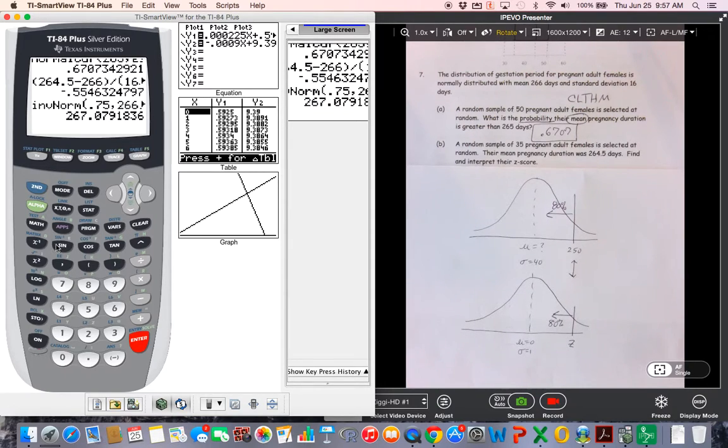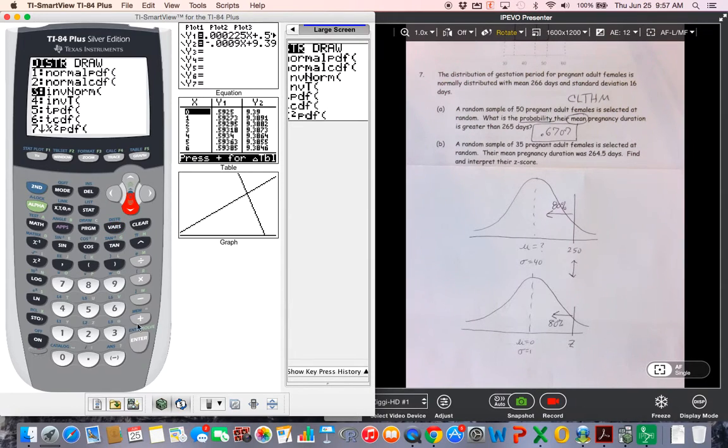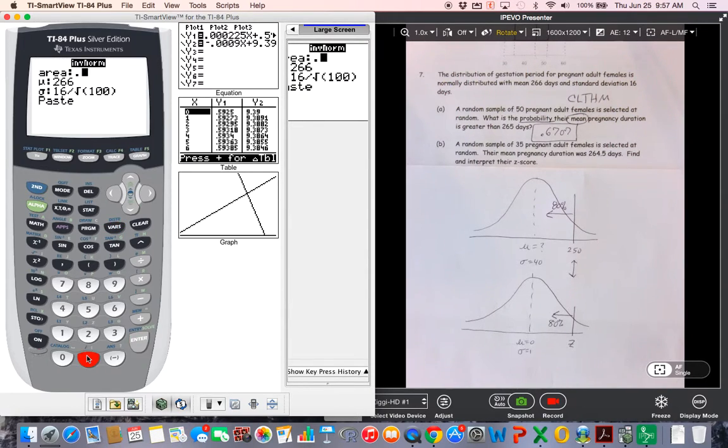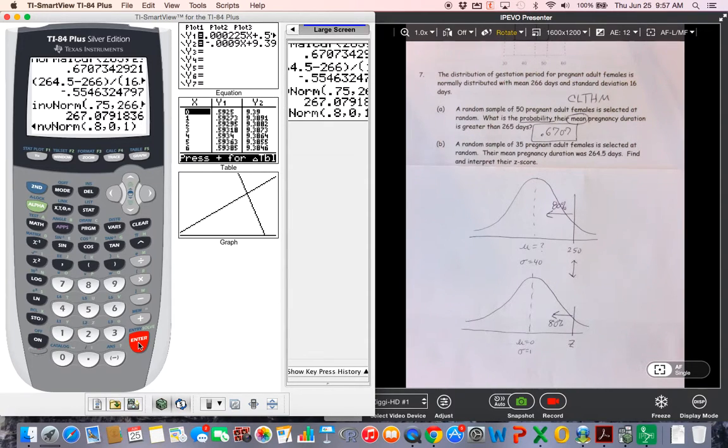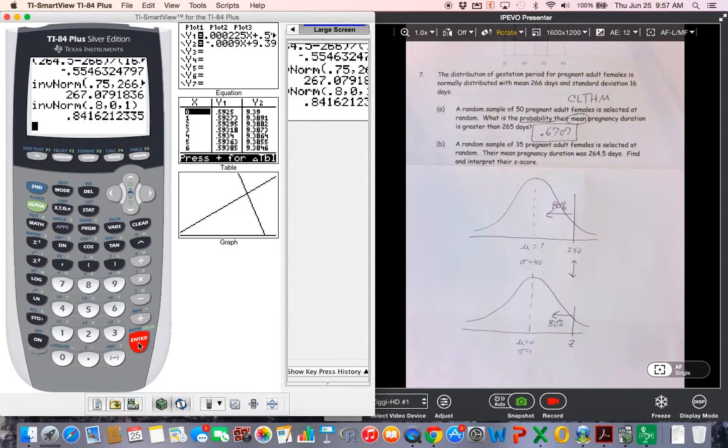So gang, we can go over here in our calculator and do inverse norm. So we want area below 0.80, but we want this from the distribution of z-scores, which has a mean of 0, standard deviation of 1. So the z-score that's going to correspond to that is 0.84.